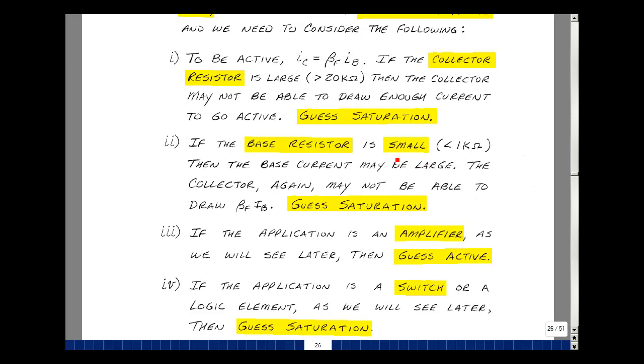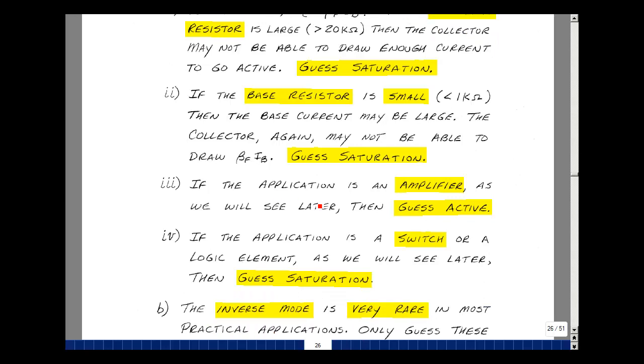If I see a resistor that's maybe smaller than 1K, I would probably guess saturation for my first guess. If an application is labeled as amplifier, then the only guess that will work is actually the active region, because we can't amplify anywhere else. I'll show this in Chapter 5.